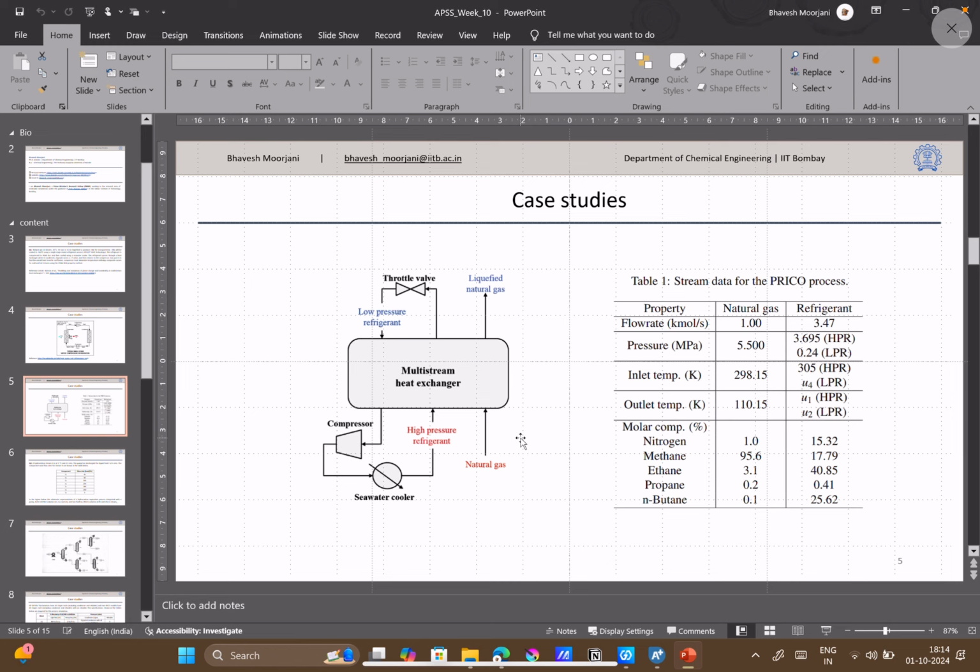Since this is proprietary, the multi-stream heat exchanger is nothing but a white box where the components inside are not specified, and we only get the inlet and outlet information: where air comes in and is separated out. But what is happening inside, how much heat exchange is happening, and how they are separated, is not known. The same goes for this case also, right?